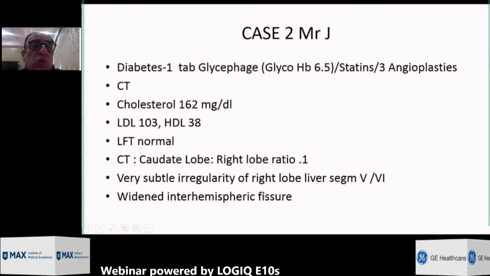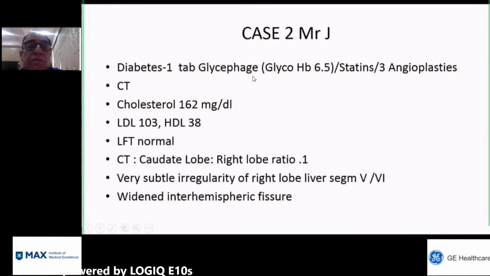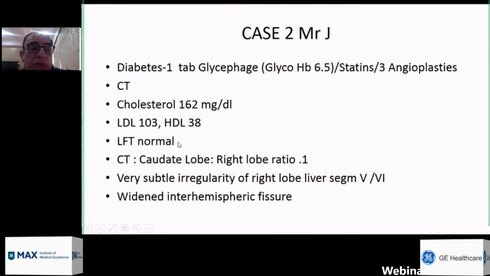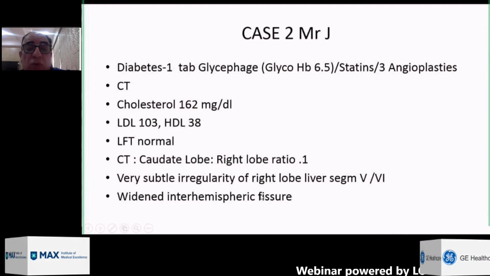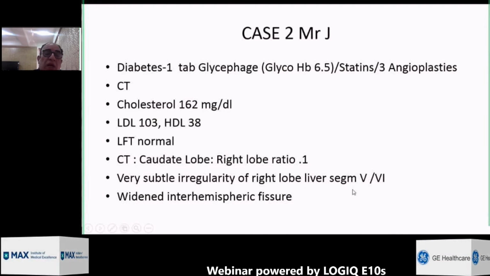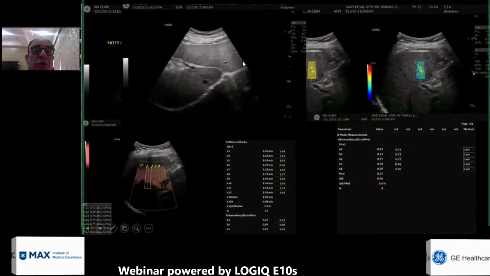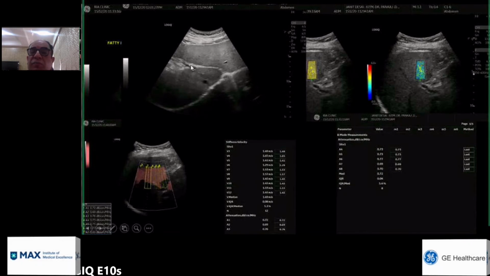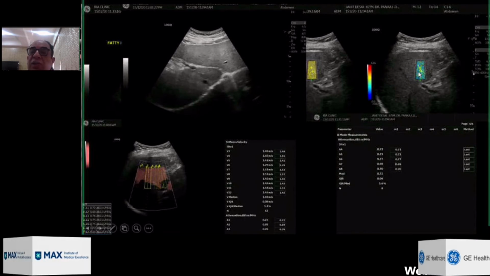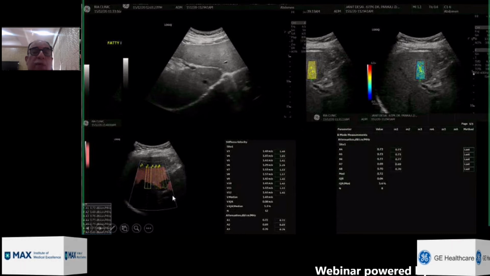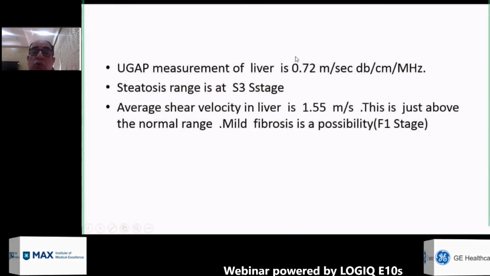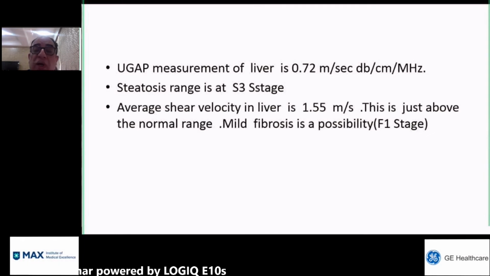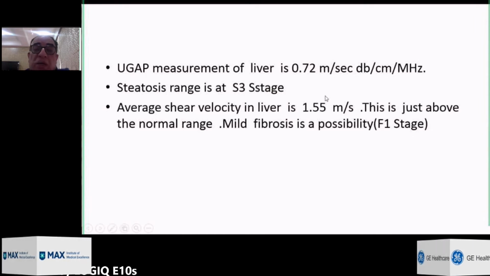Now, this was case 2, diabetes on glycophage. He was also on statins. Cholesterol was high, and the LFTs were normal, but CT showed subtle irregularity of the right lobe with widened interhemispheric fissure. Here again, the ultrasound shows a slightly larger left lobe, a little bit of fissure prominence. Here we are measuring the shear wave and also doing a UGAP, and UGAP was 0.72. So again, we have values which tell us this is above S3 stage. The shear wave was 1.55, suggesting this is mild fibrosis.